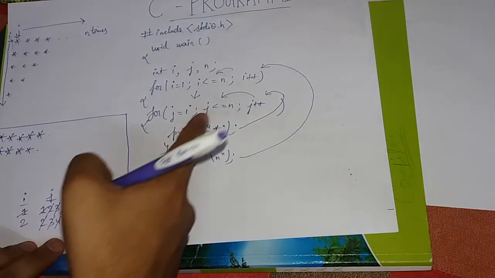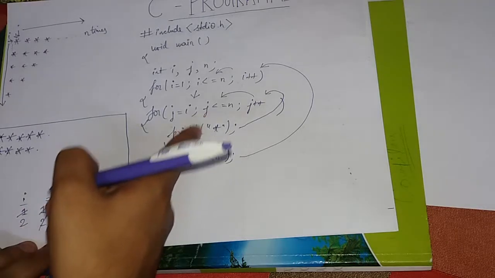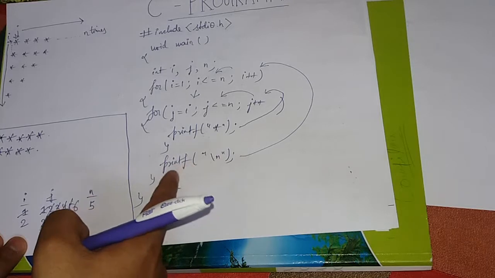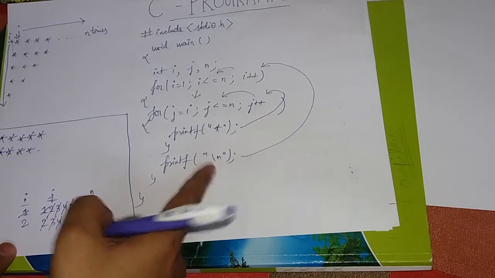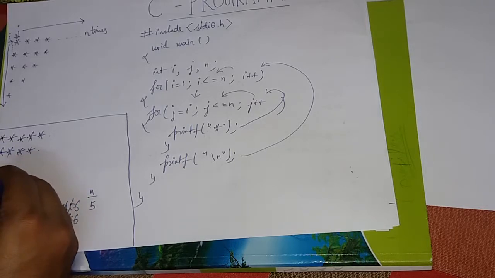It will check is j less than or equal to n, is 6 less than or equal to 5, which is false. So that is why it will come out of the j loop, and it will encounter this statement printf backslash n. So it will bring the cursor to the new line, and the printing will start from the next line onwards.